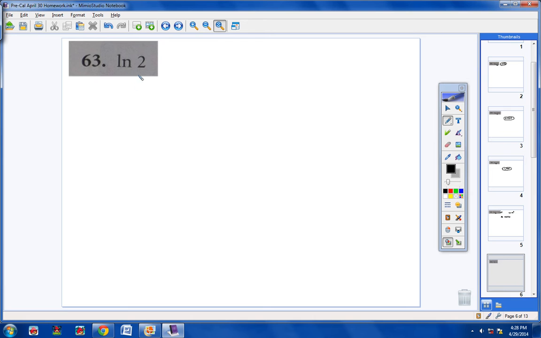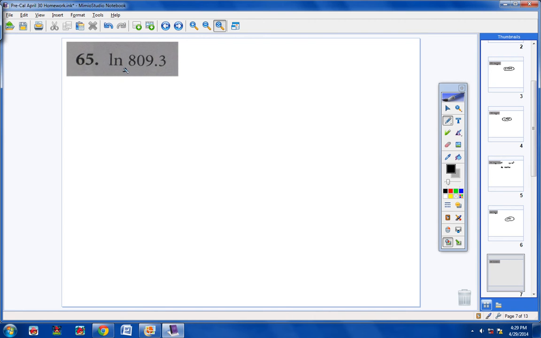Number 63, now don't forget natural log of 2 means log base e, and your calculator does those for you. And so the natural log of 2 would be 0.6931. And then there's a 4 right here, and because there's a 4 here, we will leave the 1 alone. Okay, so there's your answer, 0.6931. Moving on to number 65.